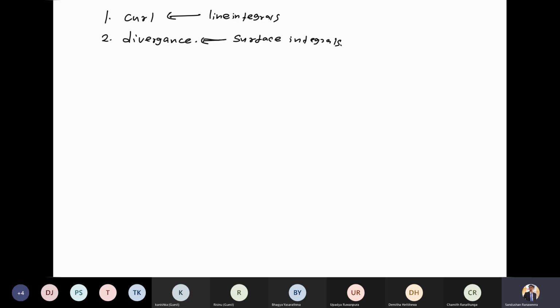Before going to these two topics, I should say what the curl and the divergence are and how to evaluate them. It is a pretty simple thing if you know about the gradient, right? So I will start with the gradient. I think I have done some videos on YouTube, so you can probably watch that. So, gradient. Okay, I'll start with that. What can you say about the gradient?